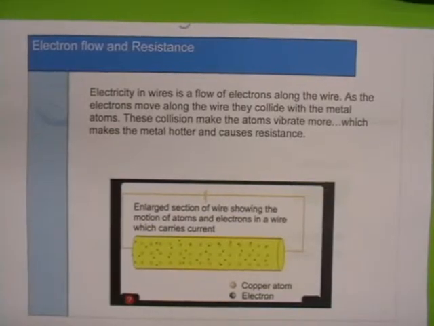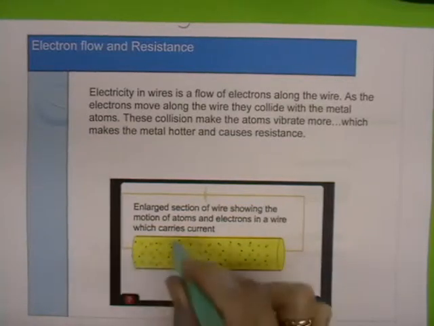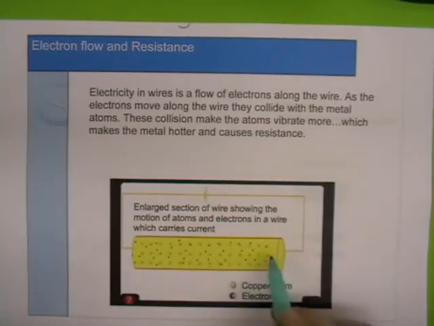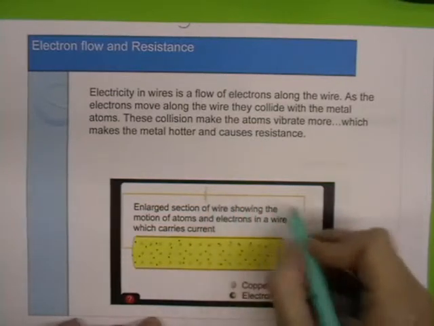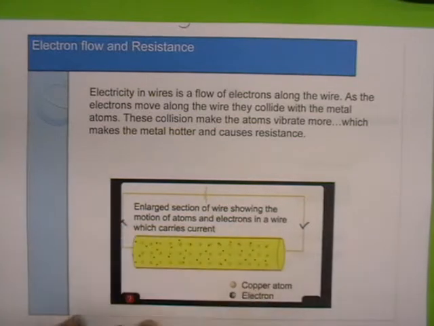Right, just a wee bit more reminder about electron flow and resistance. If you remember, metals are made up of a lattice of positive ions and electrons which are moving randomly through the wire, but whenever you put a current into a circuit, the electrons flow from negative to positive. So electricity in wires is a flow of electrons along the wire.